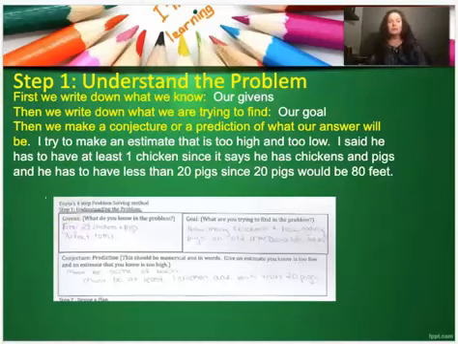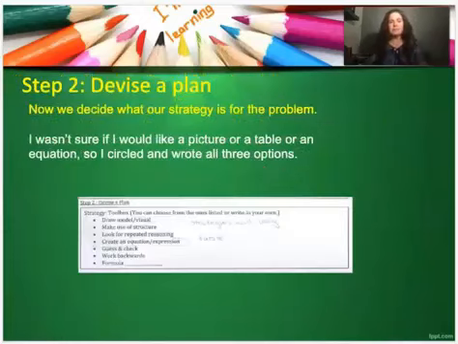So that was only step 1. Notice I didn't do any math. I'm just thinking about things. Maybe doing a little estimating, but that's it. Step 2, devising a plan. So now we're going to decide what's our strategy for the problem. So I might draw a picture, I might create an equation or a table. So you might have different strategies. I wasn't sure what I was going to do, so I circled all 3 of those options.